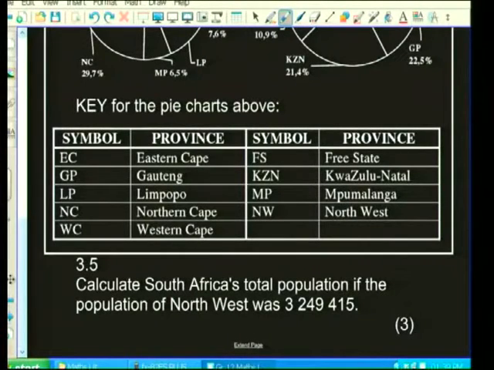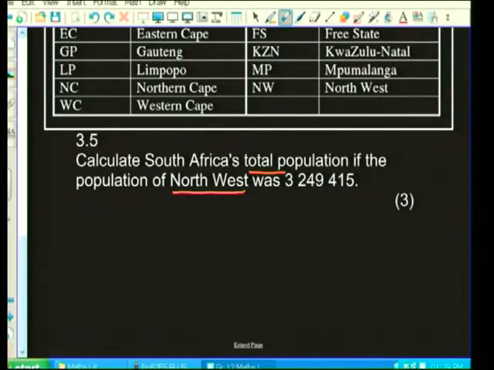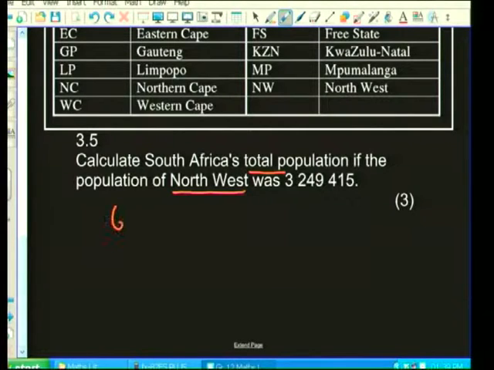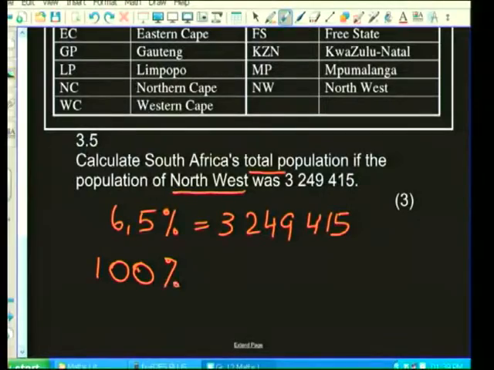The next question says, calculate South Africa's total population if the population of the Northwest was 3,249,415. So what do we know? The Northwest, let's go back to our population of the Northwest. The Northwest was 6.5%. So we know 6.5% actually represents 3,249,415 people. Now, I want to know the total population. That is 100%. So I need to work out what 100% is.